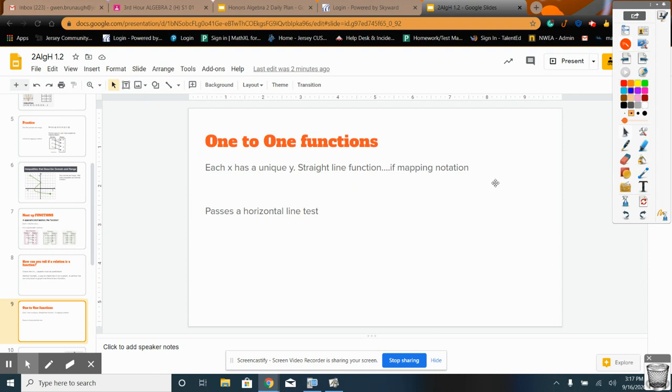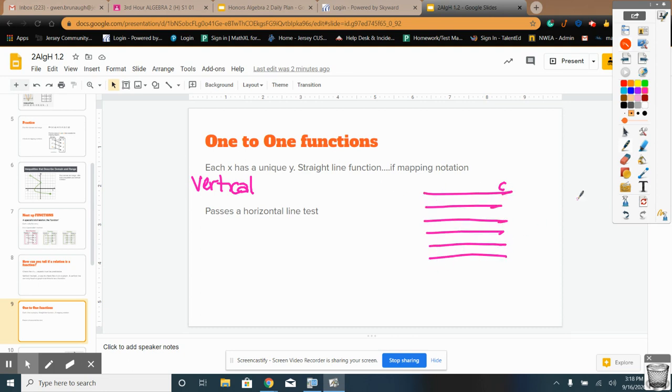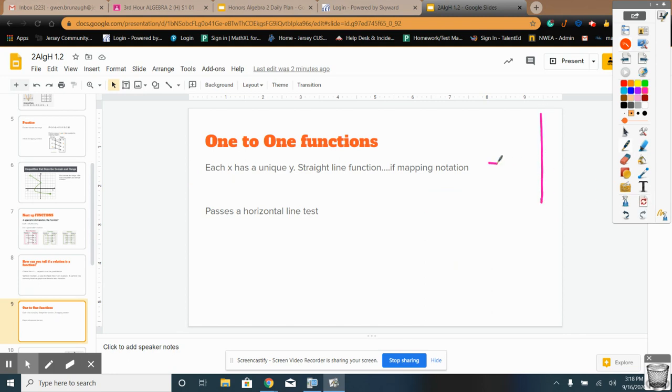So what about a one-to-one? How can you tell if a graph is a one-to-one function? Well, each x has a unique y, which means it has to pass the vertical line test, but each y also has to have one x, so it would also have to pass a horizontal line test. So when you look at the parabola, this is a function, yes, each x has one y, but it is not one-to-one because it fails the horizontal line test.